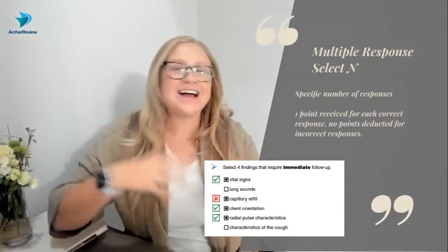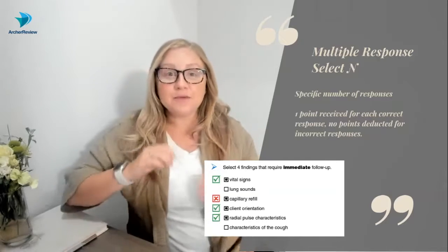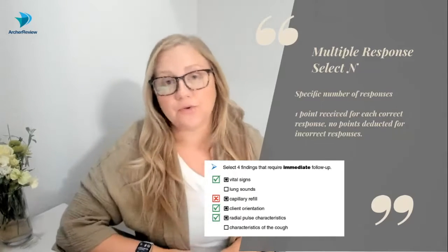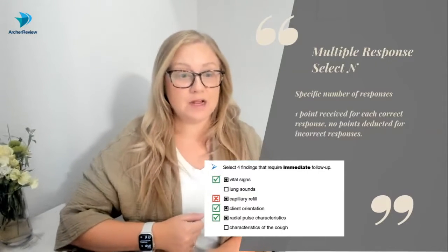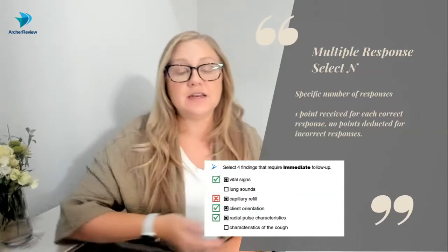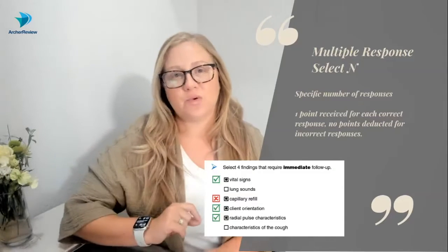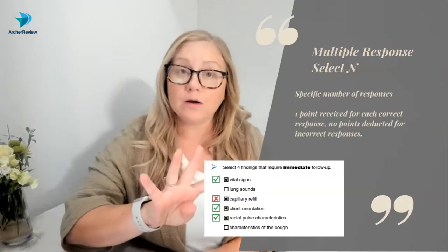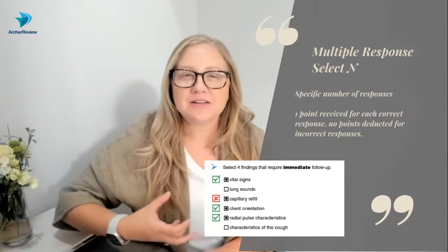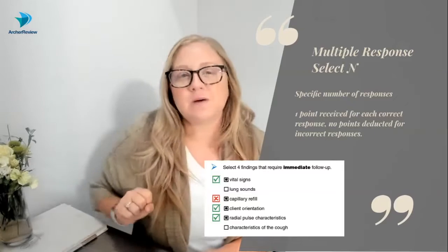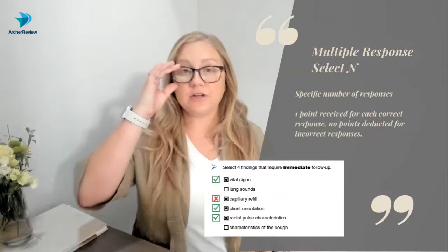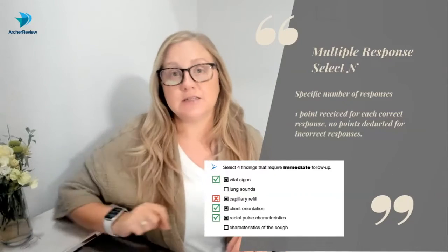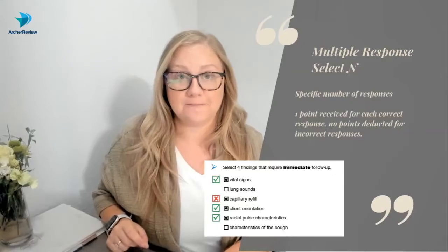Now, the next item is the exception to that plus-minus scoring rule. It's called multiple response select N. Select N means that the stem of the question is going to actually tell you how many items to choose. For example, in this demo question, we see select 4 findings that require immediate follow-up. So I know I'm going to pick 4. Since I have a specified number of answer responses, the multiple response select N's follow the 0-1 scoring rule, where I get a point for each correct response, but I don't get a deduction for incorrect responses.